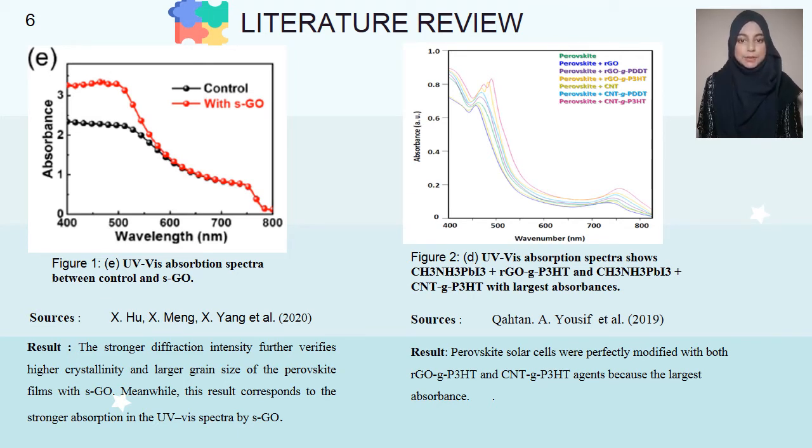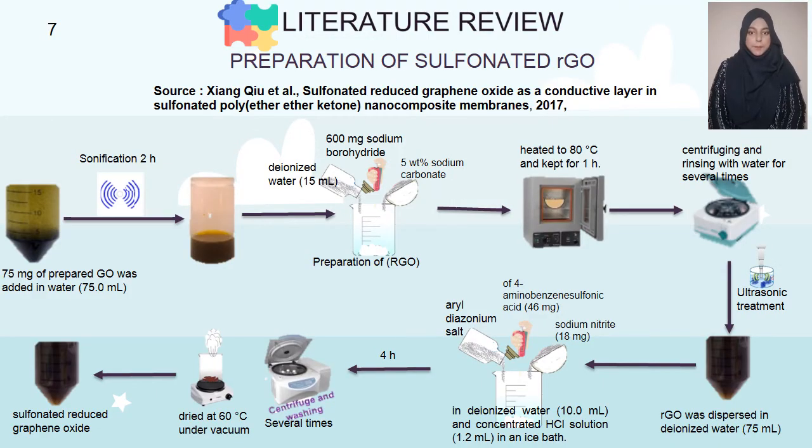So I can conclude that the addition of the reduced graphene materials into the perovskite solar cells does help enhance its optical properties as well as morphological properties. Preparation of the sulfonated RGO.